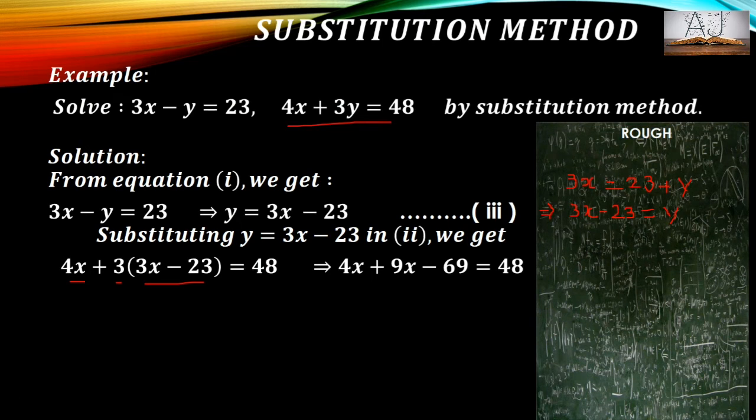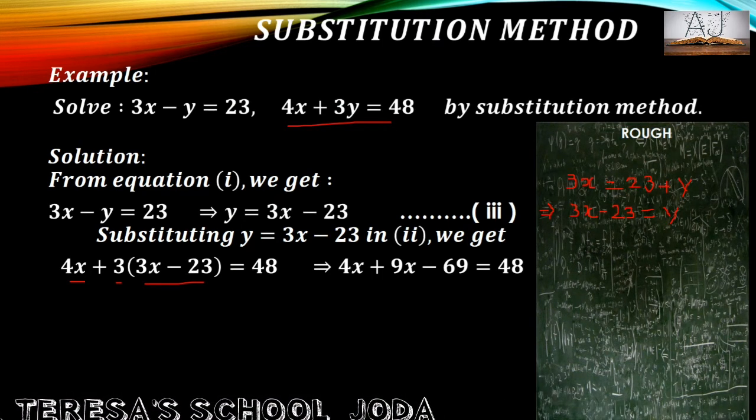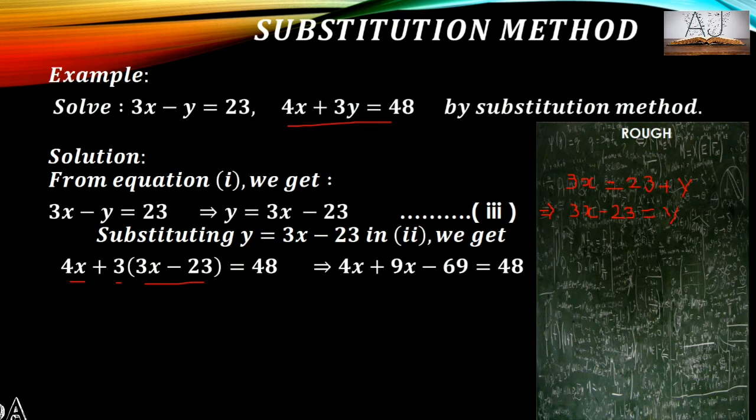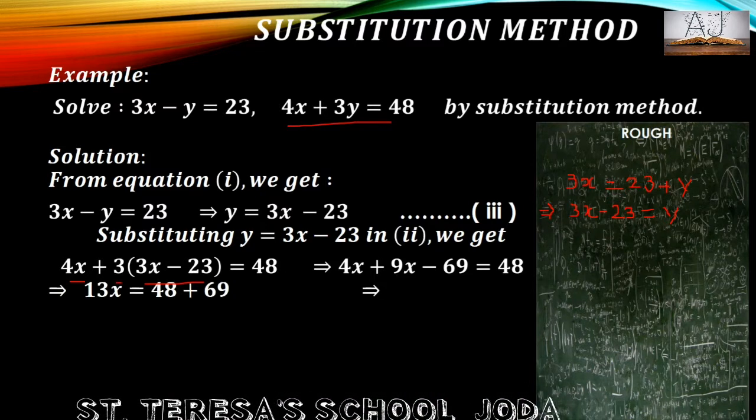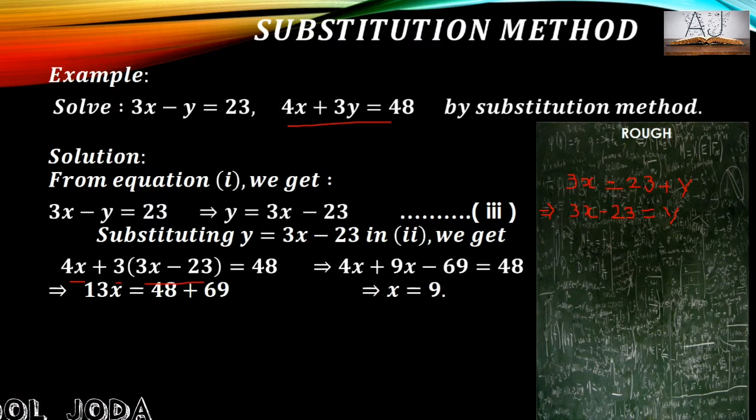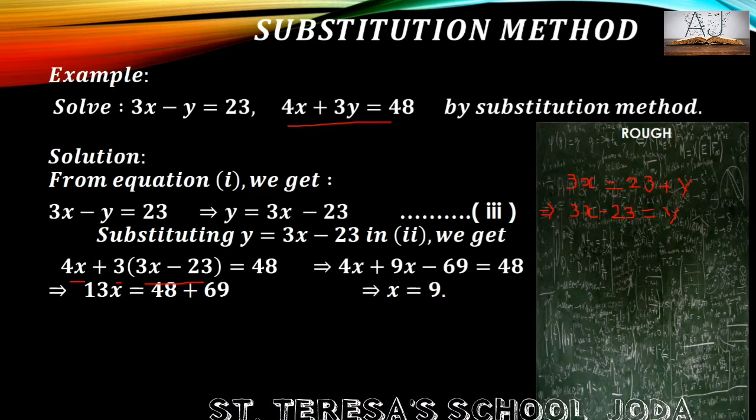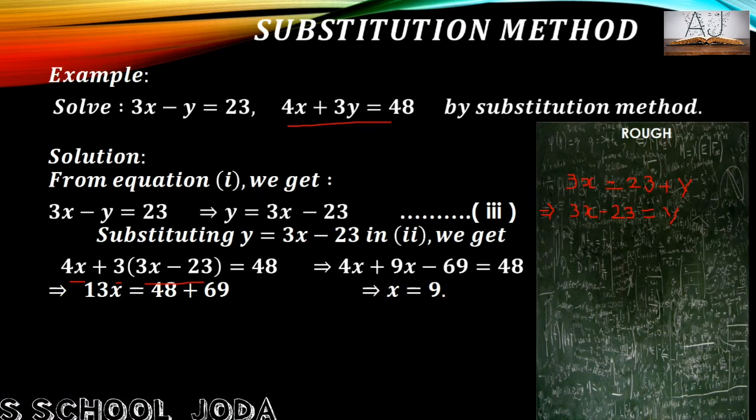Now we need to simplify it. You have to multiply 3 to both 3x and 23. So 4x plus 3 into 3x is 9x, minus 3 into 23 is 69. So 4x plus 9x minus 69 equal to 48. Simplify it further. 4x plus 9x, 13x is equal to 48, and 69 goes to the other side, 48 plus 69. So x equal to 9.